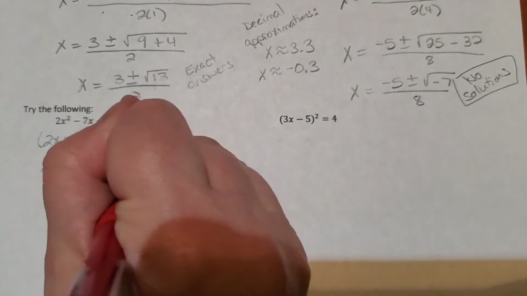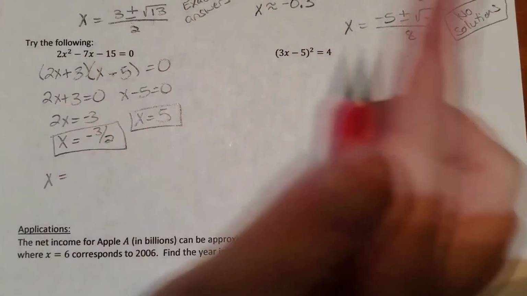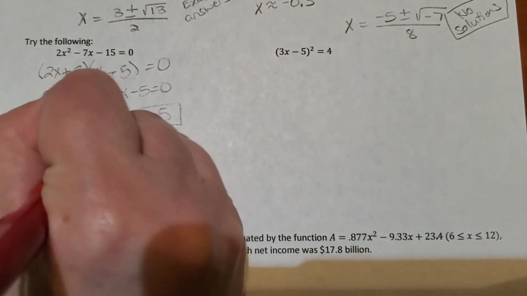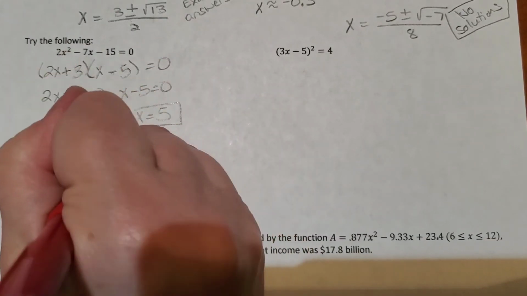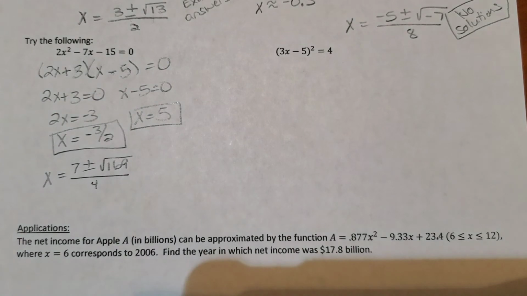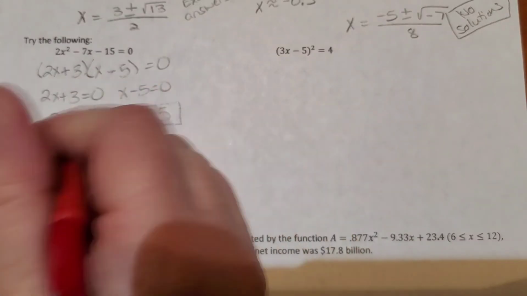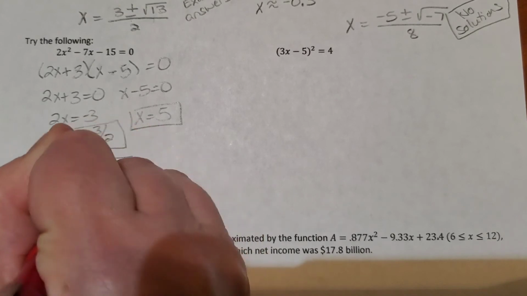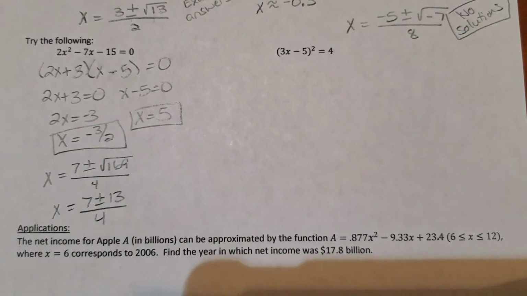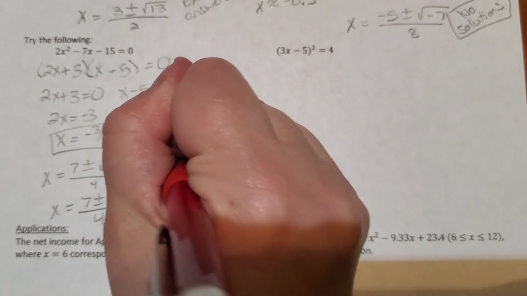Now, if you had done the quadratic formula, when you simplify, you get to x is equal to 7 plus or minus the square root of 169 over 4. Now, the square root of 169 is a perfect square, so we're not done. We have to keep going. The square root of 169 is 13. So we can simplify that to 7 plus or minus 13 over 4. We're still not done because we've got 2 problems to work now, and we can get 2 answers.